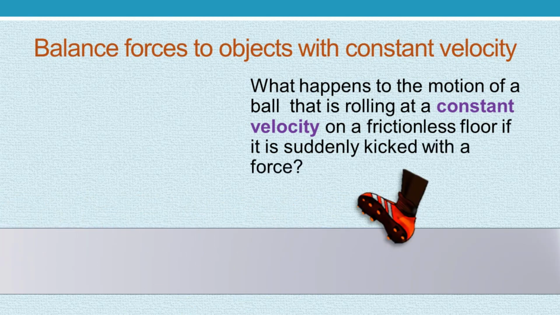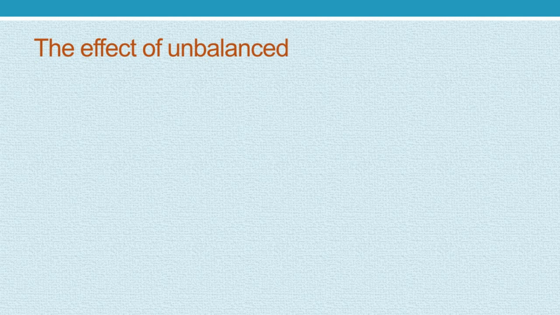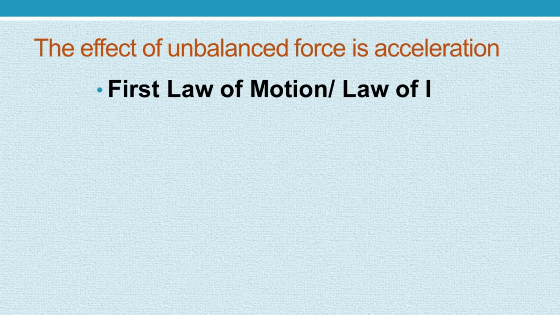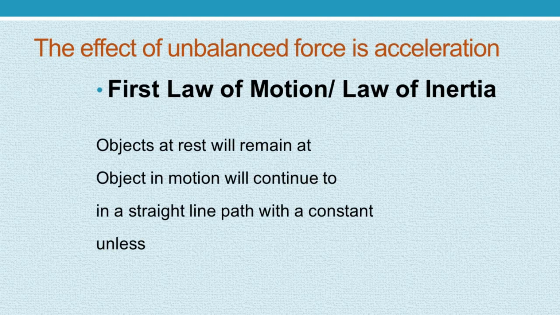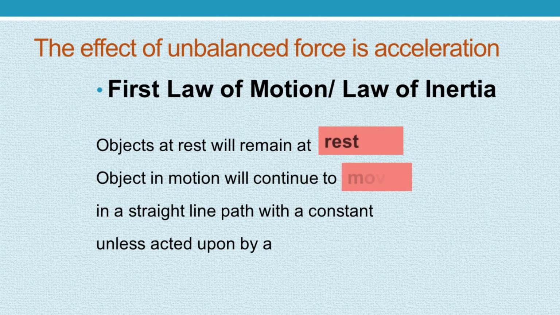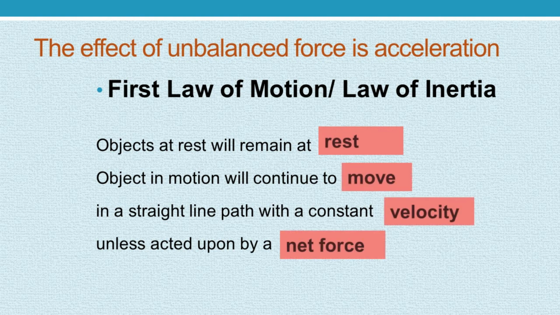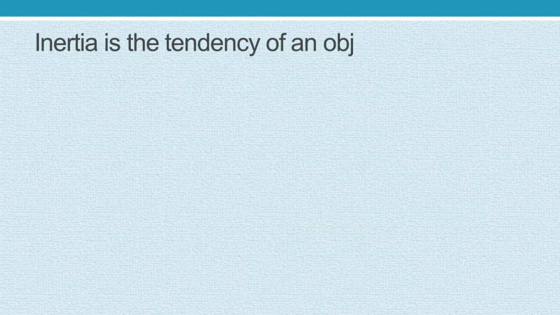The effect of unbalanced force on acceleration is summarized by the law of inertia, or the first law of motion. Objects at rest will remain at rest. Objects in motion will continue to move in a straight line path with a constant velocity unless acted upon by a net force. Inertia is the tendency of an object to retain its state of motion.